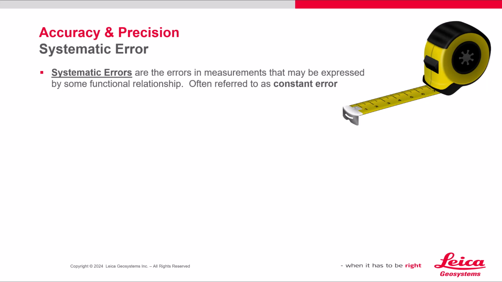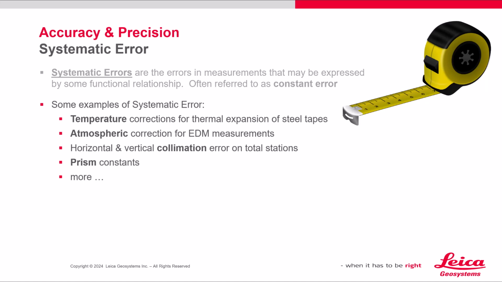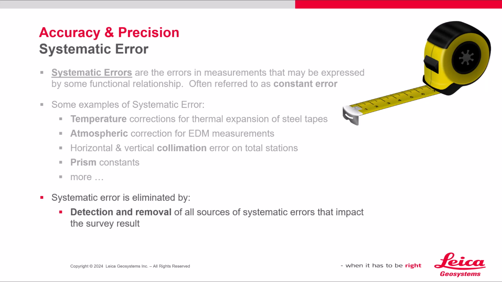Systematic errors are the errors in measurements that may be expressed by some functional relationship, often referred to as constant error. It's always there. Some of that could be temperature, other atmospheric corrections, horizontal and vertical collimation errors on total stations, and prism constants, etc. And they can be detected and removed, so that is a favorable trait of this type of error.